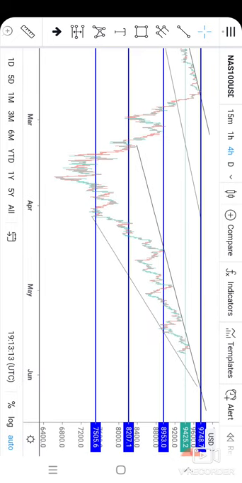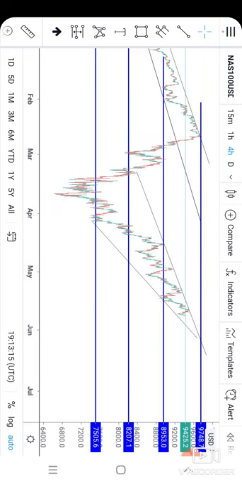So, you see that we have those touches there. So, you see that it's going up. It's forming swings, but it's definitely going up.